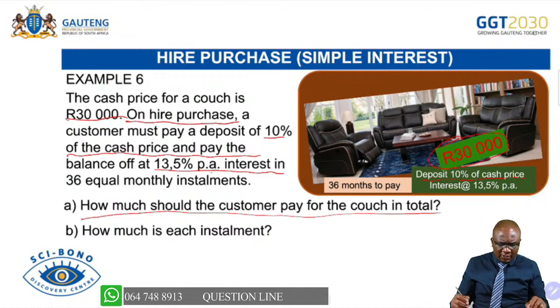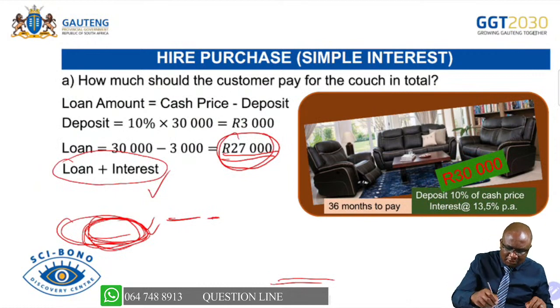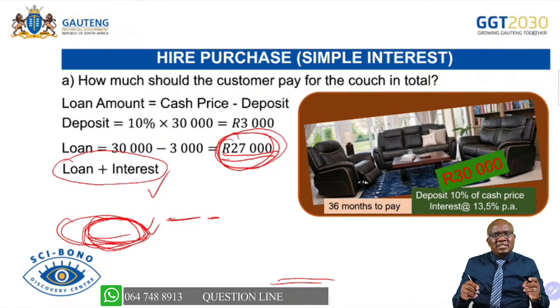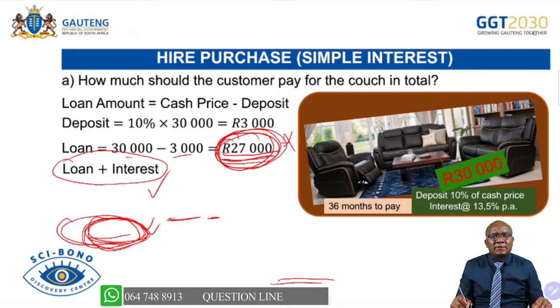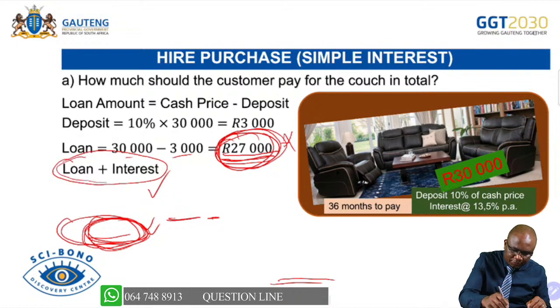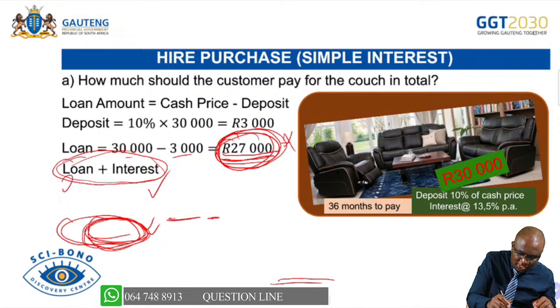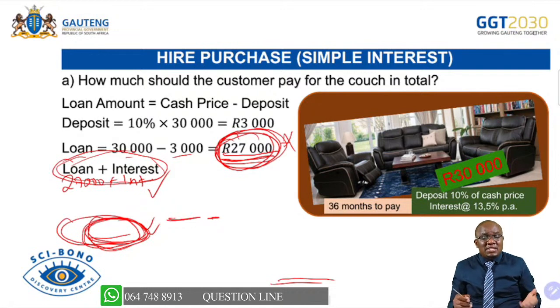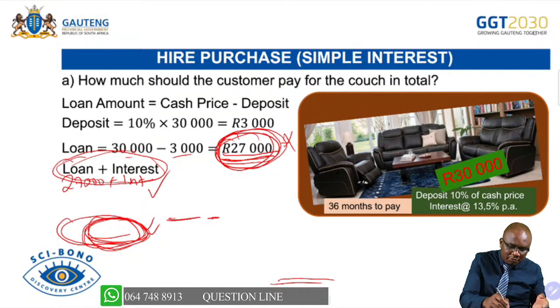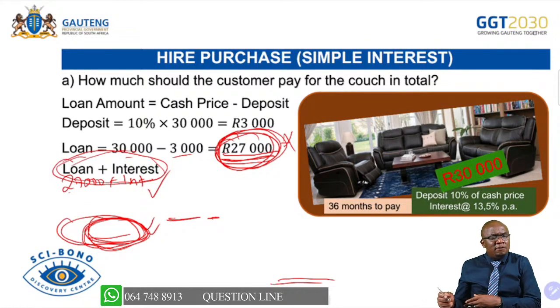Okay? Now, what happened here? We're calculating the loan amount here, the 27,000. 10% of 30,000 is 3,000, and then we subtract 3,000 from 30,000, which is 27,000. This is what we are owing now, the 27,000. So the loan plus interest is the 27,000 plus the interest. That's what we're talking about. Okay? Now, if you are adding interest to the principal amount, 27,000 is the principal amount. We don't need to do these funny calculations, a lot of them.